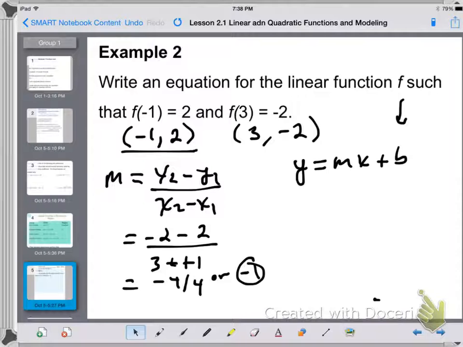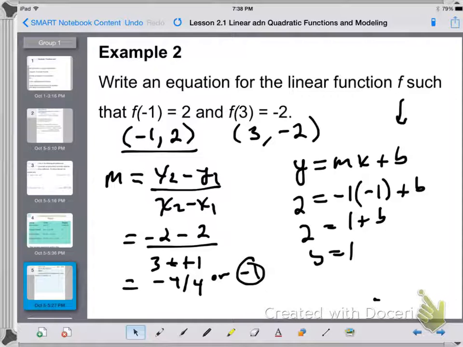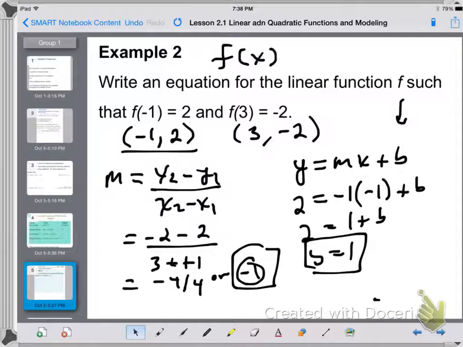So we'll take this point, negative 1, 2. So 2 is my y, equals negative 1 times my x, which is negative 1, plus b. So 2 equals 1 plus b. So my y-intercept is 1. Alright, and so I have a y-intercept of 1 and a slope of negative 1. So I write f of x equals negative x plus 1.